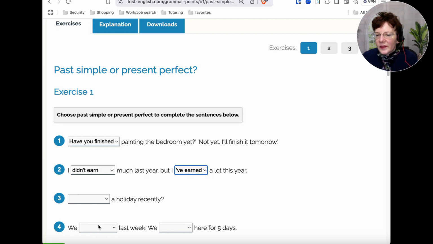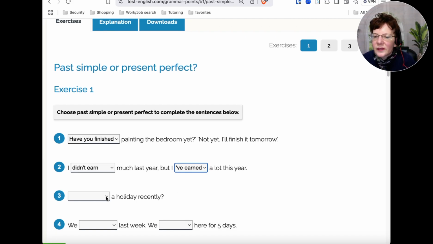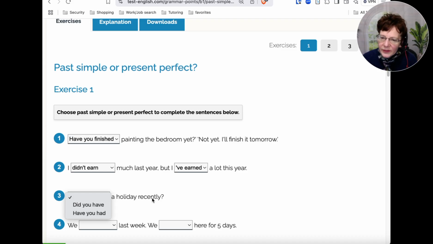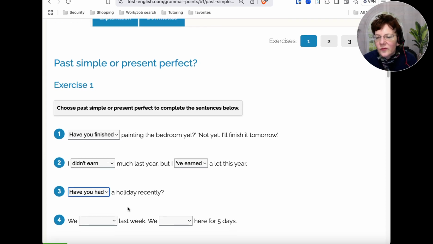All right, three. So, a holiday recently. Did you have or have you had a holiday recently? Okay, so with recently, remember what we used? Okay, so if you chose the bottom one, have you had? That would be correct. Okay, how about number four?